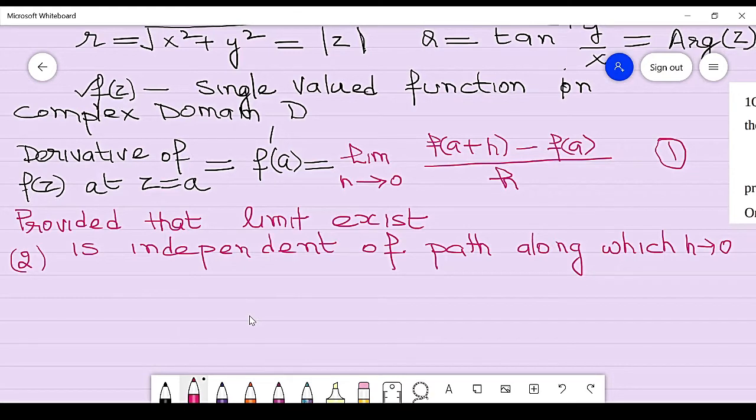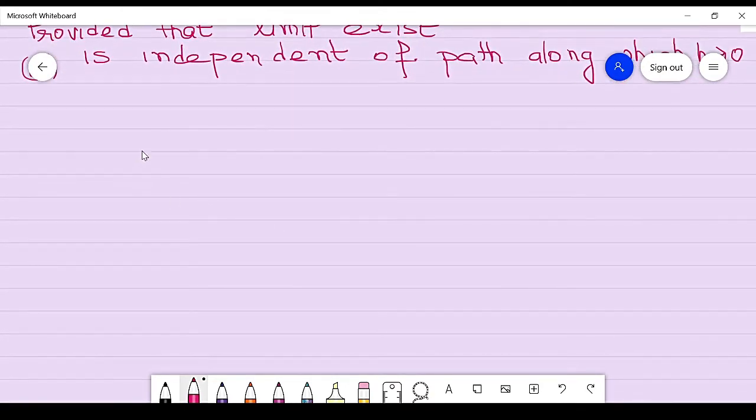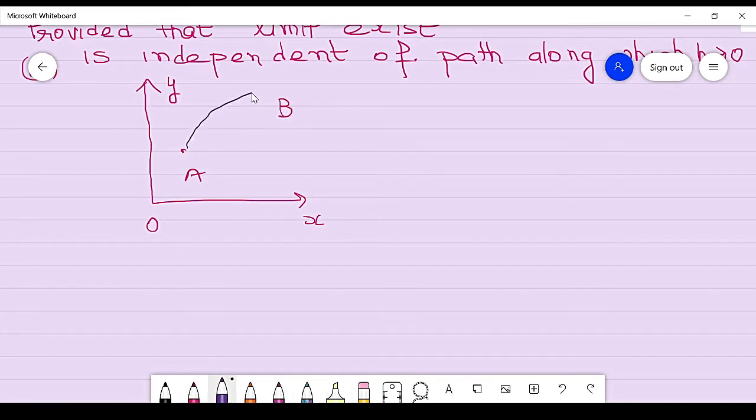Now in the complex domain, if this is some two-dimensional space O, X, Y, and this point is A and this point is B, then we have a number of paths from A to B. So the given condition is that along every path, the value of the limit should be the same as h approaches 0.